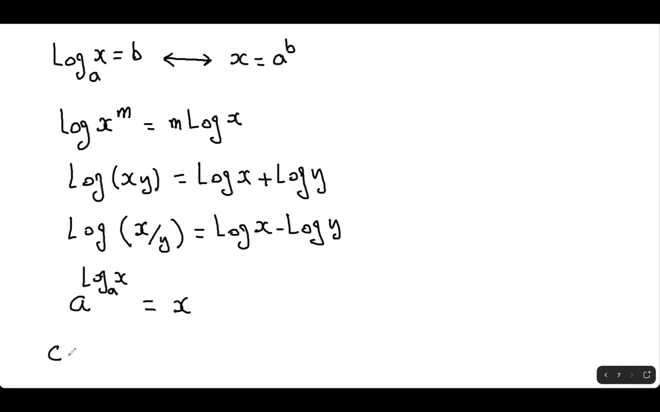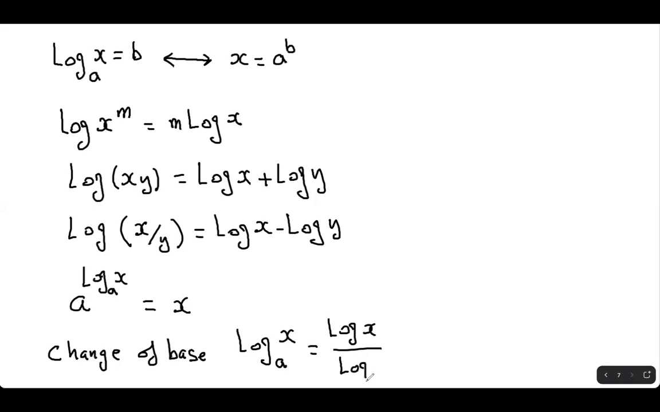Also, we have what we call change of base. So basically, we're changing to base 10 most of the time, but we could change to any base we like. So if we have log base a x, that would equal log x over log a. Here, the base was a, but we could change this to log x over log a, and then the base becomes 10.